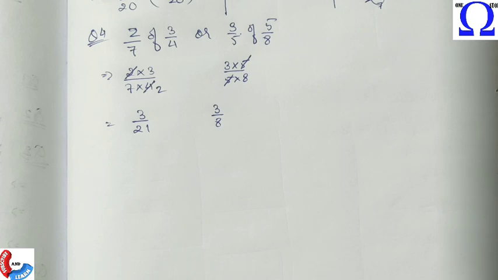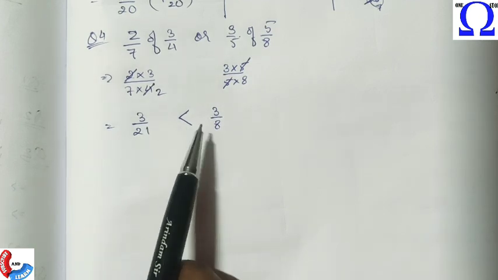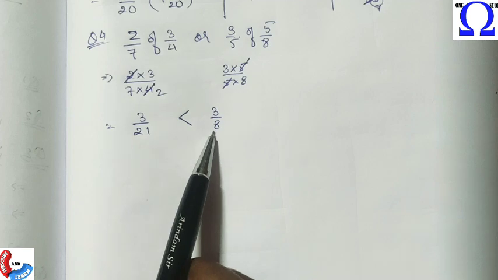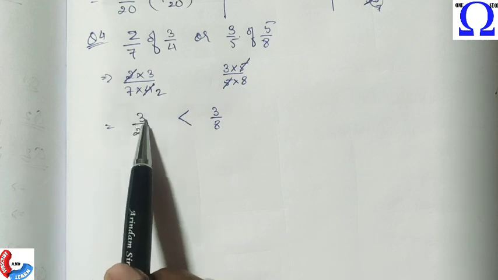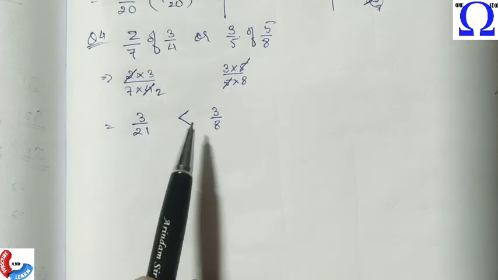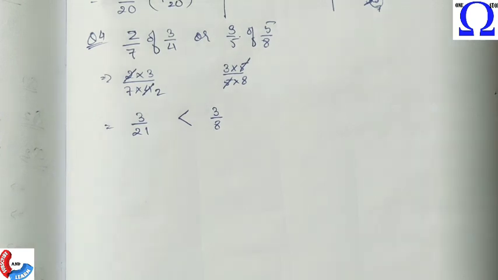If the numerators are equal, then the fraction which has the greater denominator will be smaller, of course, because see, in this fraction we are dividing 3 by 21 and in this fraction we are dividing 3 by 8. Now you think and tell me, if we divide 3 by 21, will that be a greater number, or if we divide 3 by 8, will that be a greater number? So when the numerators are equal, the fraction which has the larger denominator is actually the smaller one.